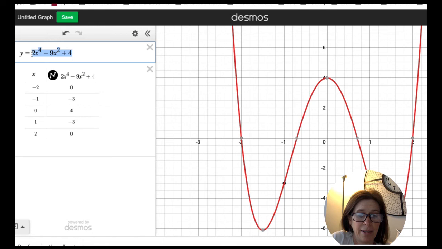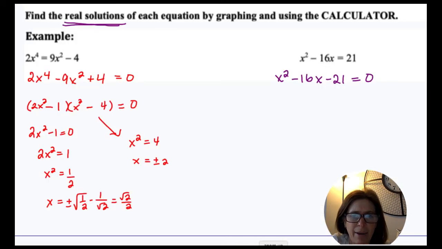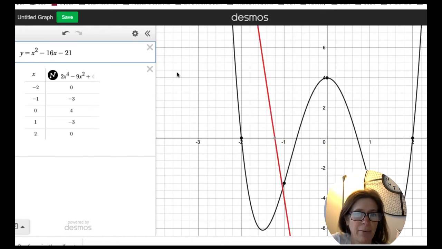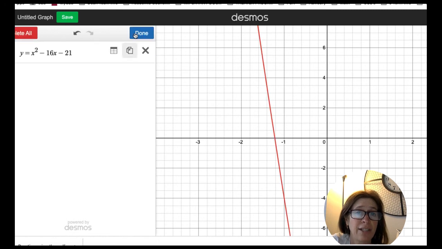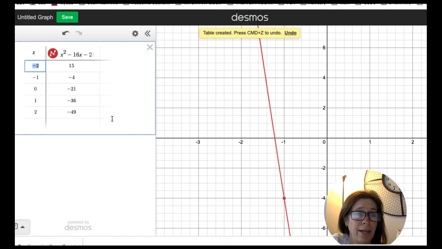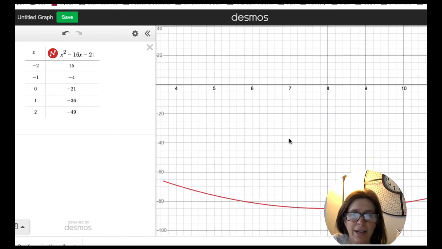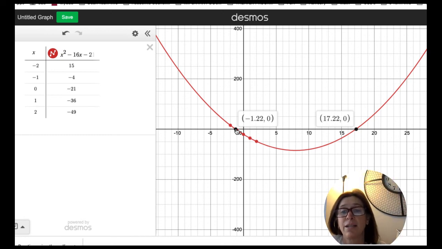So I'm going to put in x squared minus 16x minus 21. Okay. I'm going to get rid of this. Okay, so I can't see the graph, so I'm going to change it to a table so I can see it a little bit better, and I'm going to zoom fit. Oh, and I still can't see it. Oh, can I? So let me zoom in a little bit. There we go. So I can see that I have a 0 here and here. So my answer is -1.22 and 17.22.